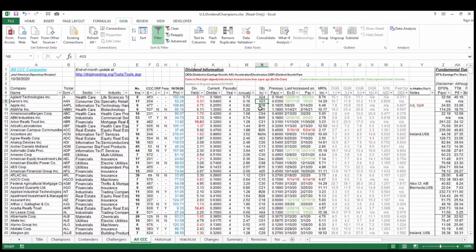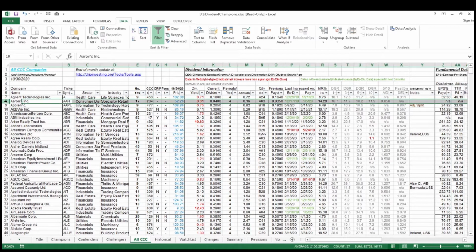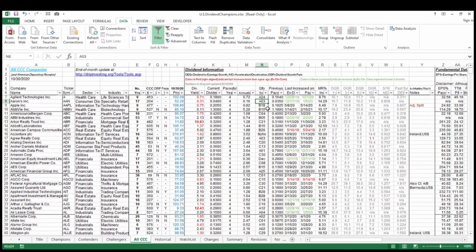So for example, let's go to Aaron's. They pay out on the A schedule. That means the January, April, July, and October cycle, and then B would be February, May, August, and November, etc. And then C would be the rest of the months, and it would pay out roughly around the third of each month. So if you wanted to be specific, you can mix and match the different types of dividend paying companies that you have in your schedule.